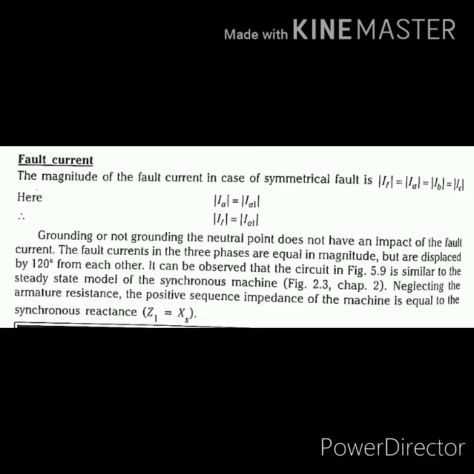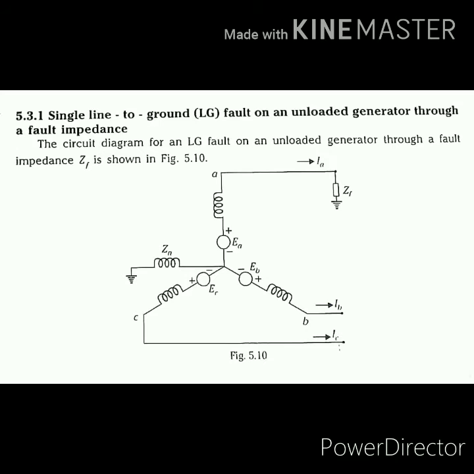And the total magnitude of fault current in case of a symmetrical fault is IF is equal to IA is equal to IB is equal to IC. And here we know the relation IA is equal to IA1 and IF is equal to IA1. But grounding, or whether it's not grounded, does not have an impact on the fault current. So the next topic is faults through impedance.